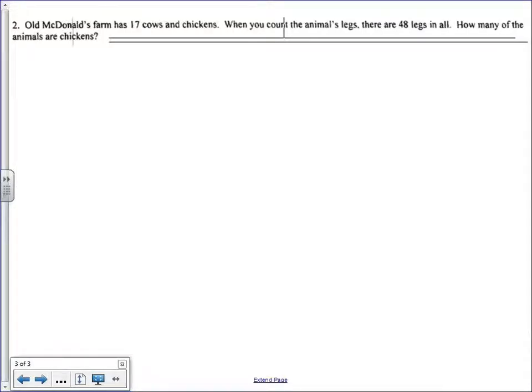Yeah, it's pretty cool. All right, so Old MacDonald's farm has 17 cows and chickens. When you count the animals' legs, there are 48 legs in all. How many animals are chickens? Okay, let's go ahead and make our table here.